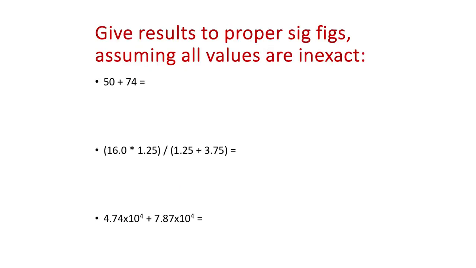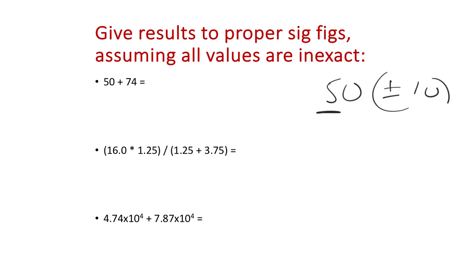Let's do some sig fig problems. Now we're looking at numbers like 50 plus 74. Just imagine that 50 is some number that you're interpreting to have just one sig fig. So you're interpreting the plus minus here to be plus or minus 10. That's what we mean by just having one sig fig.